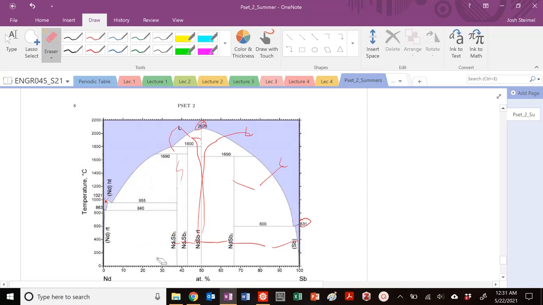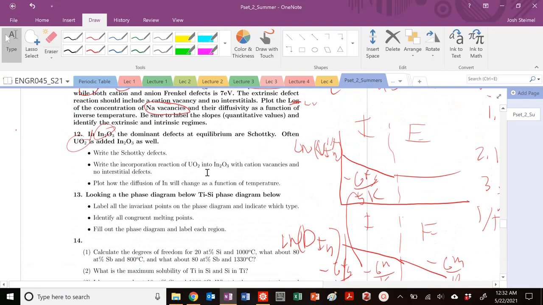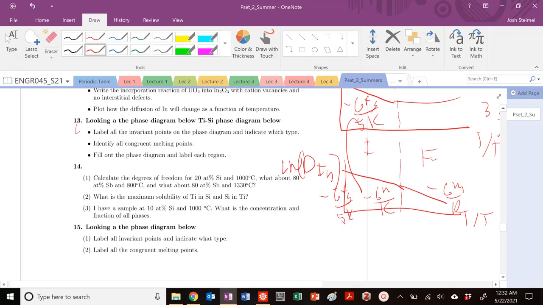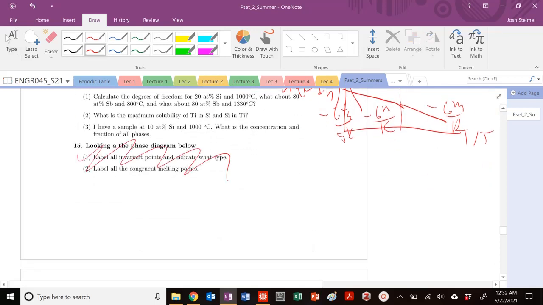So let's get to the cool invariant points. This is a eutectic right here. This little guy is a eutectoid. We have peritectic, peritectic, peritectic, and another eutectic right here. So those are all the invariant points and congruent melting points. So this problem is done. 15, we've gotten that.